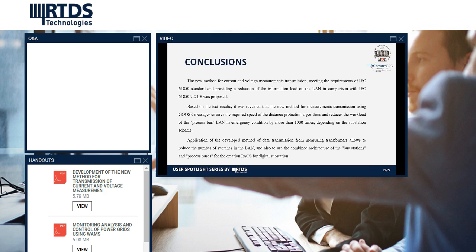Application of the developed method of data transmission from measuring transformers allows to reduce the number of switches in the LAN, and also to use the combined architecture of the station bus and process bus for the creation of PAC for digital substation. Thank you for your attention.